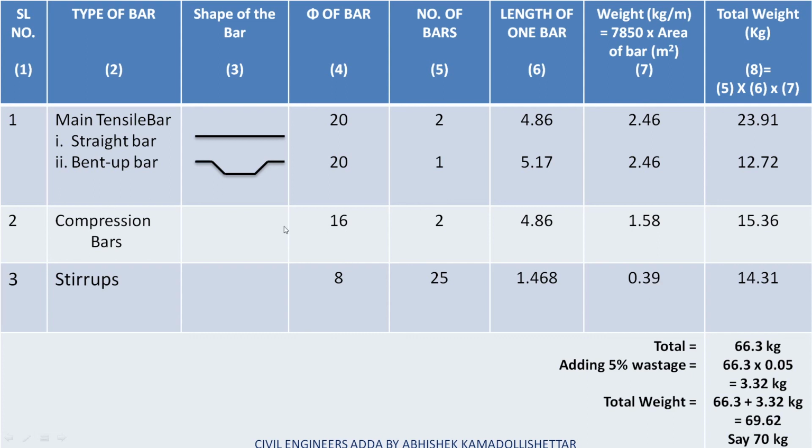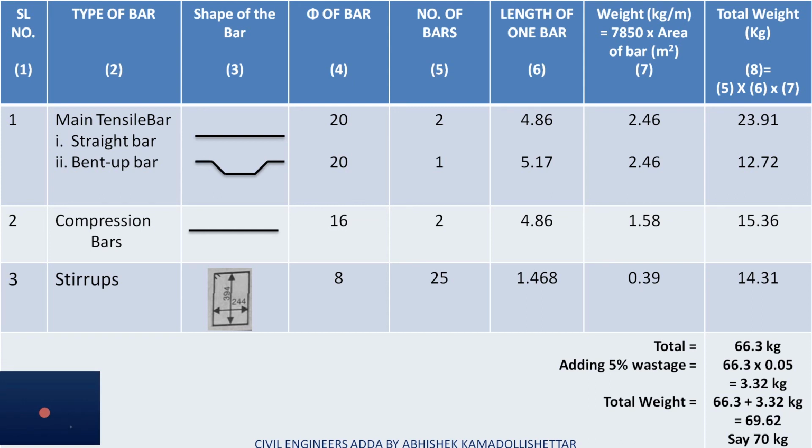Okay, so next one, compression bars. So that is also we have taken as a straight bar. So next 16 mm, so two numbers of such bars are there. Length of one bar 4.86, weight 1.58, total weight is 15.36 kg. Stirrups, so 8 dia, 25 such stirrups are there. Length of one bar is 1.468 and weight is 0.39, so total is 14.31 kg.